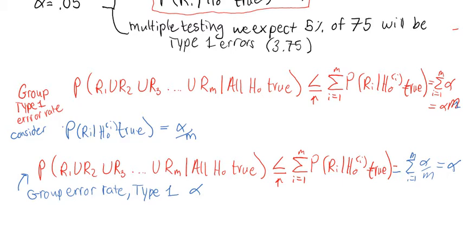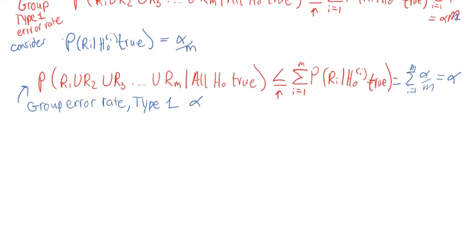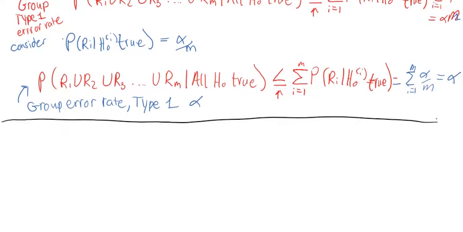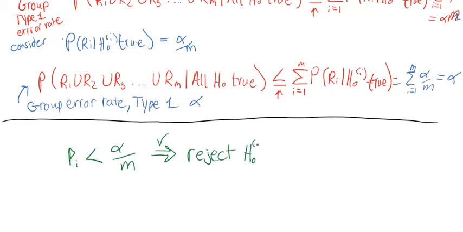So in practice, this is exactly what you're going to do. You'll have your individual hypothesis testing. You'll calculate that individual p-value for each hypothesis, and instead of checking against alpha, you're just going to check against alpha over m. It's really just that simple. And if this happens, then you will reject H0 superscript i. This is just adjusting the significance level.